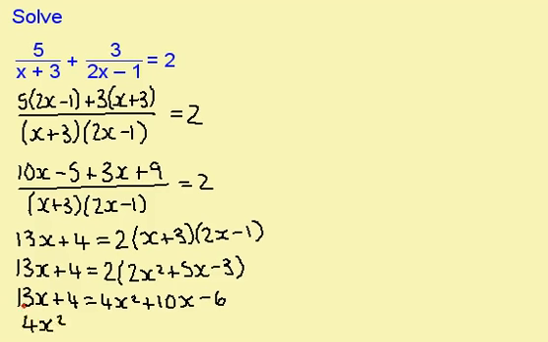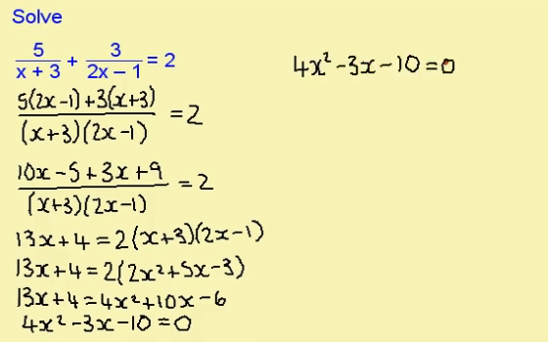If I float and ping the 13x, I have plus 10x minus 13x, so that's minus 3x. And if I float and ping the plus 4, I have minus 6 minus 4, so that's minus 10, and that's now equal to 0. I've now got a quadratic equation which I need to solve. My quadratic equation is 4x squared minus 3x minus 10 equals 0.